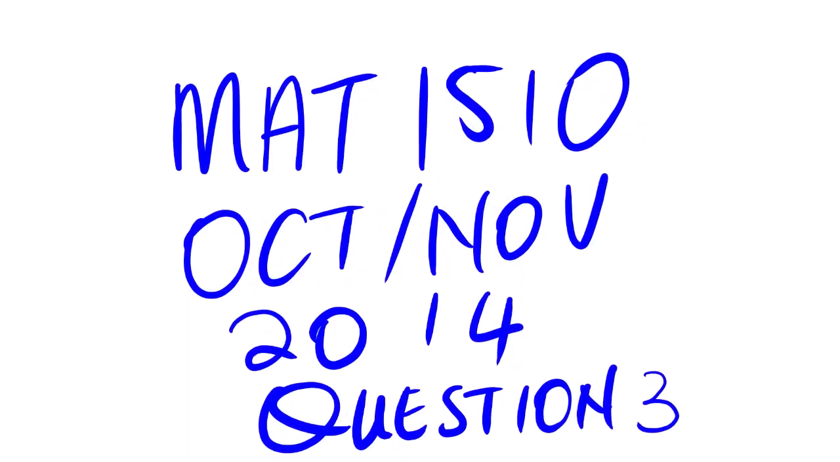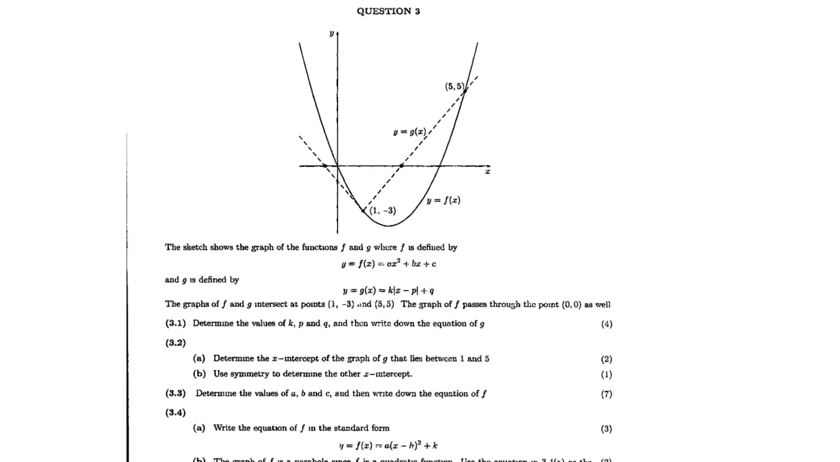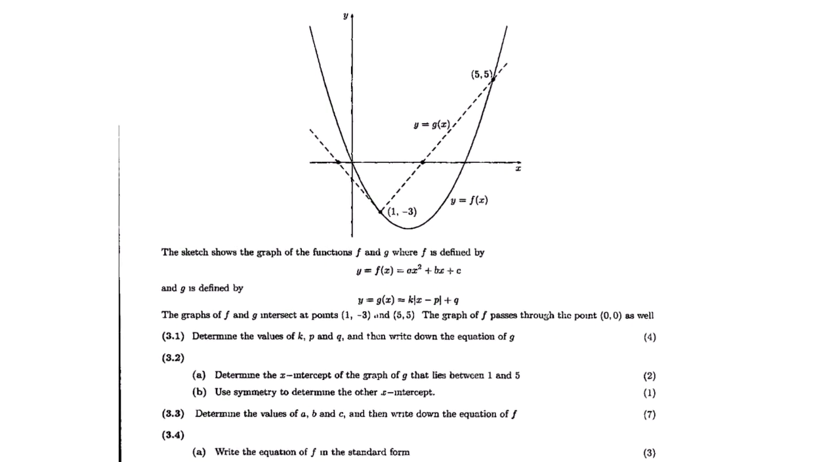Today our main focus is Mathematics 1510, October-November 2014, question 3. Let us start. This is the actual question paper. We can see we are given two functions. The first one is a parabolic function, the second one is an absolute value function. Let us go straight to the scenario and also look at the questions.